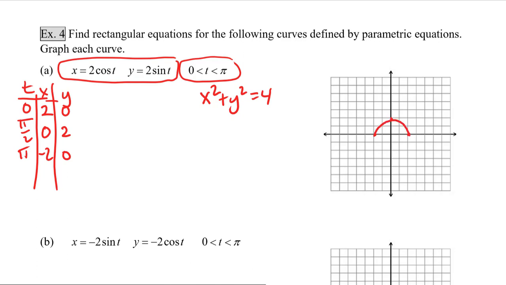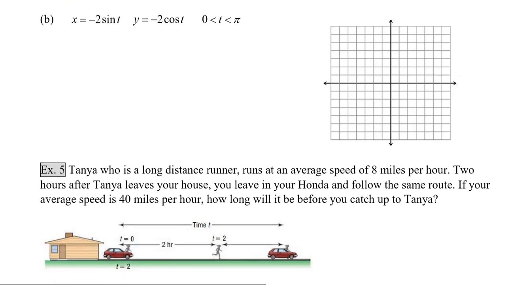So based on the parametric equations, I'm just graphing a half circle, yet my rectangular equation implies that I would be graphing a whole circle. And then we'll look at part B. This time the parametric equations are defined slightly differently. I can say that the sine of t is equal to x over negative 2, and the cosine of t is equal to y over negative 2.